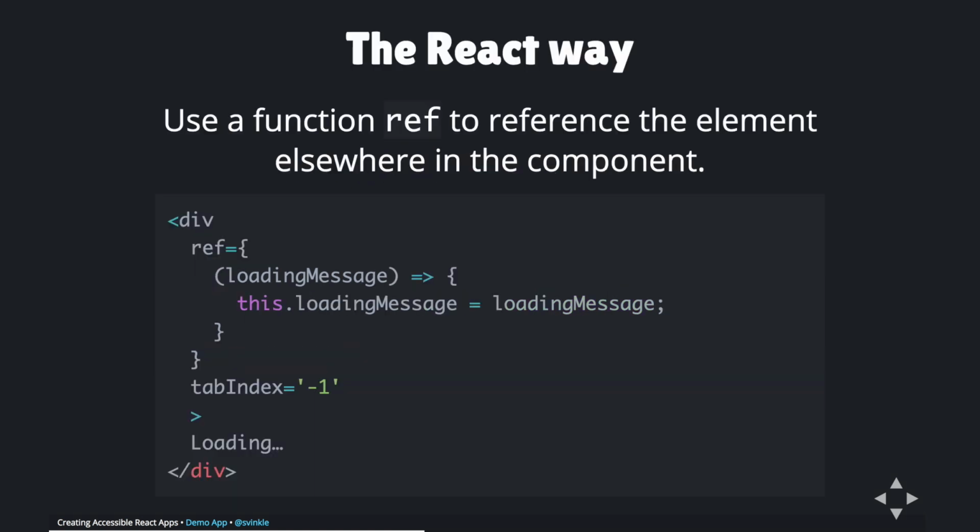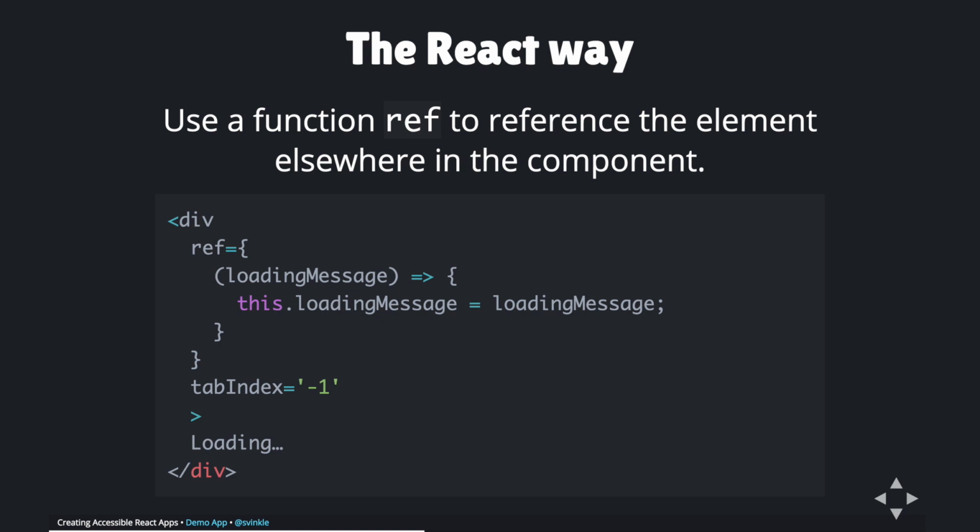So in React, the concept's pretty much the same, but how we arrive there is a little bit different. In order to select an element the React way, quote unquote, we create what's called a function ref, or just a ref for short. So the ref is a prop that is set on the element we want to reference elsewhere in the component. It allows us to select and reference in React an actual DOM node on the page.